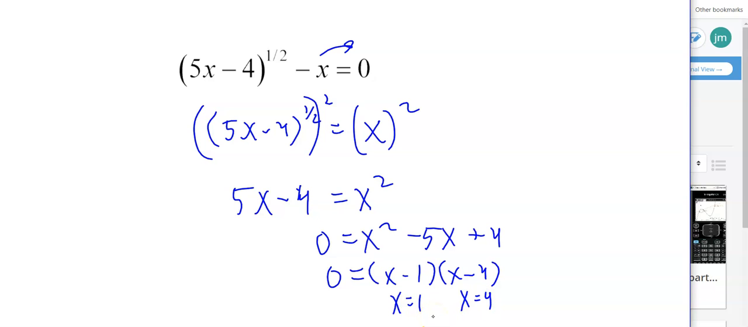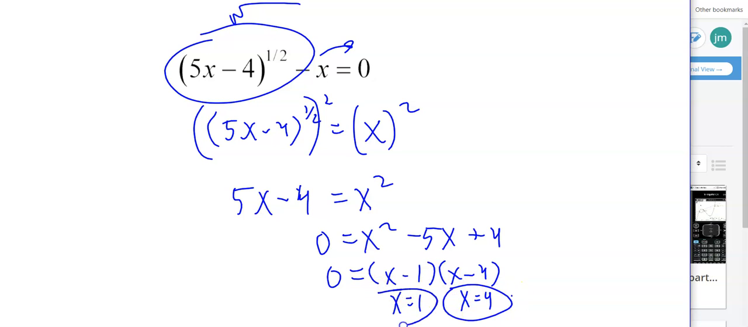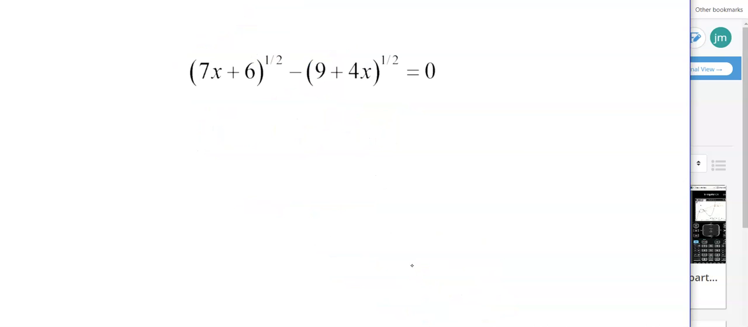Not a bad idea to check it because, again, this is square root in disguise, right? That's the square root of 5x minus 4. So if I plug this in, I get 5 minus 4 is 1, square root of 1 is 1, 1 minus 1 is 0. That works. 20 minus 4 is 16, square root of 16 is 4, 4 minus 4 is 0. That works. So both of those work. Again, not a bad idea to check your work in this section. And those are both real solutions.